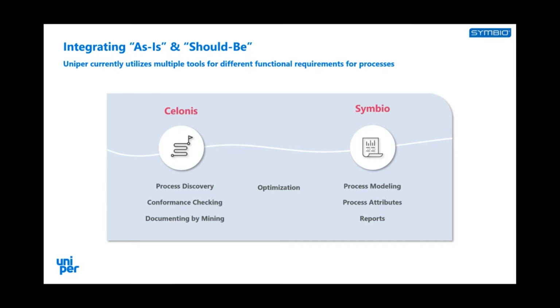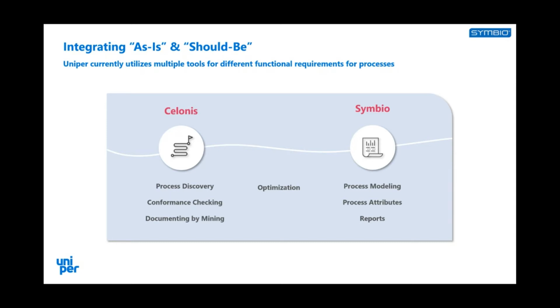As-is is your reality. This is how processes run today, in reality, on a daily basis. Should-be processes are what the standard operating procedures are that we document in a system. So you can see we use a tool called Celonis, which is helping us discover real-life processes to see how conformant they are to our standards. And it also helps us with the ability to document our processes from time to time.